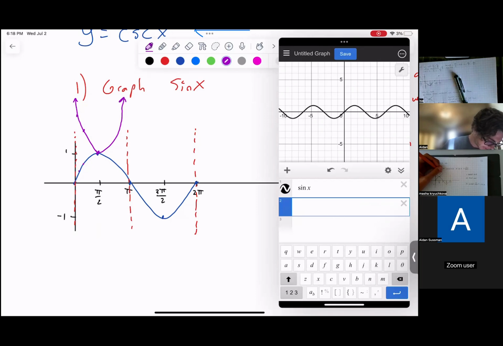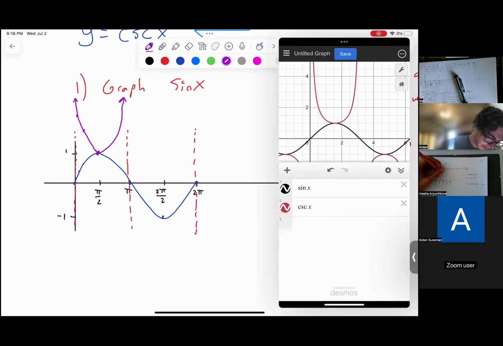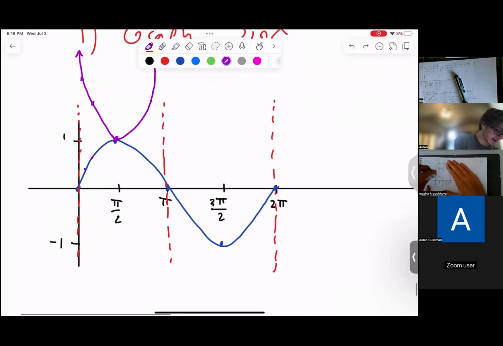Then let's graph cosecant of x. And you can see it right there, but it's not a parabola. It's a little steeper than a parabola, but don't worry. All that matters is you have the general idea, as long as we label the asymptotes and we show that this is approaching those asymptotes, we're good.